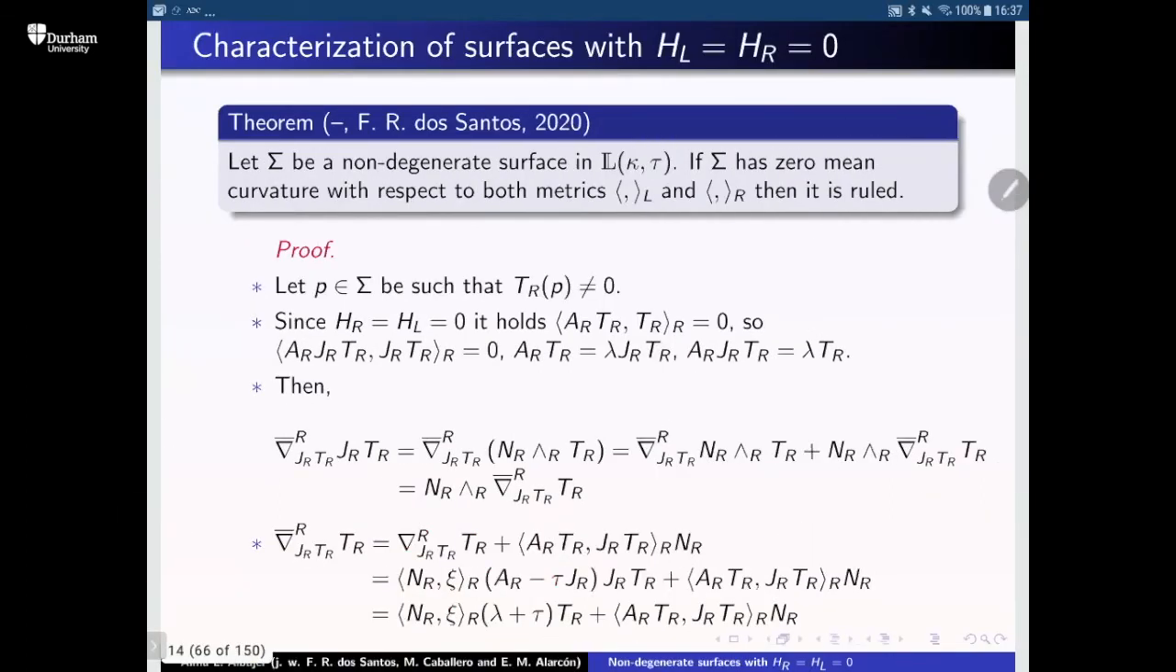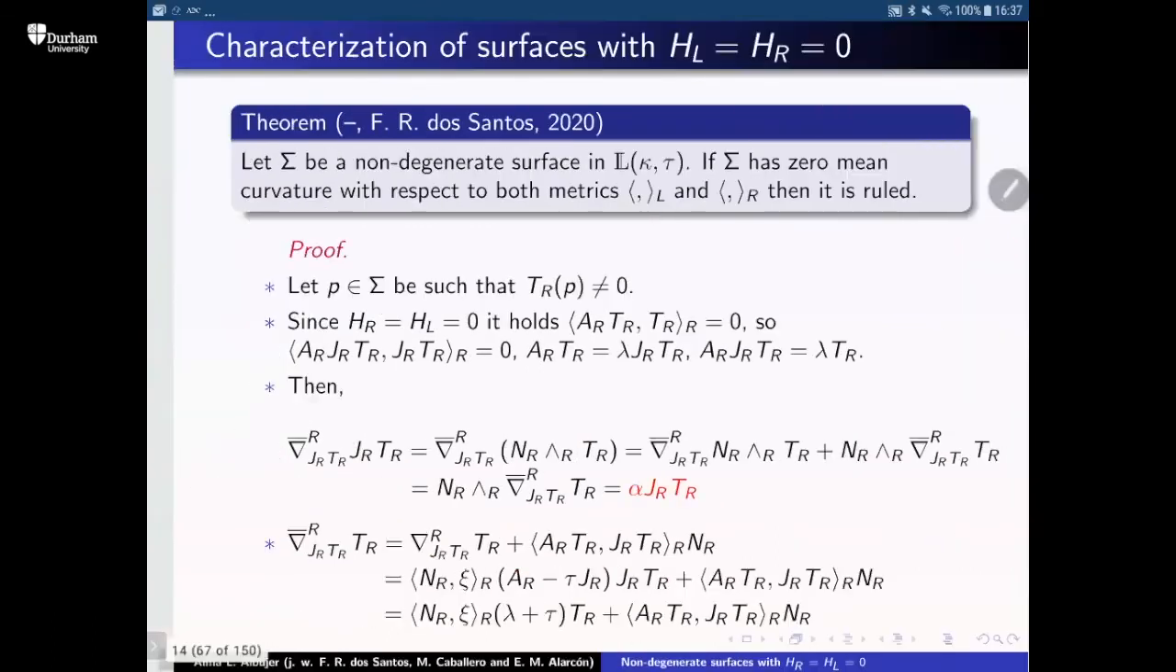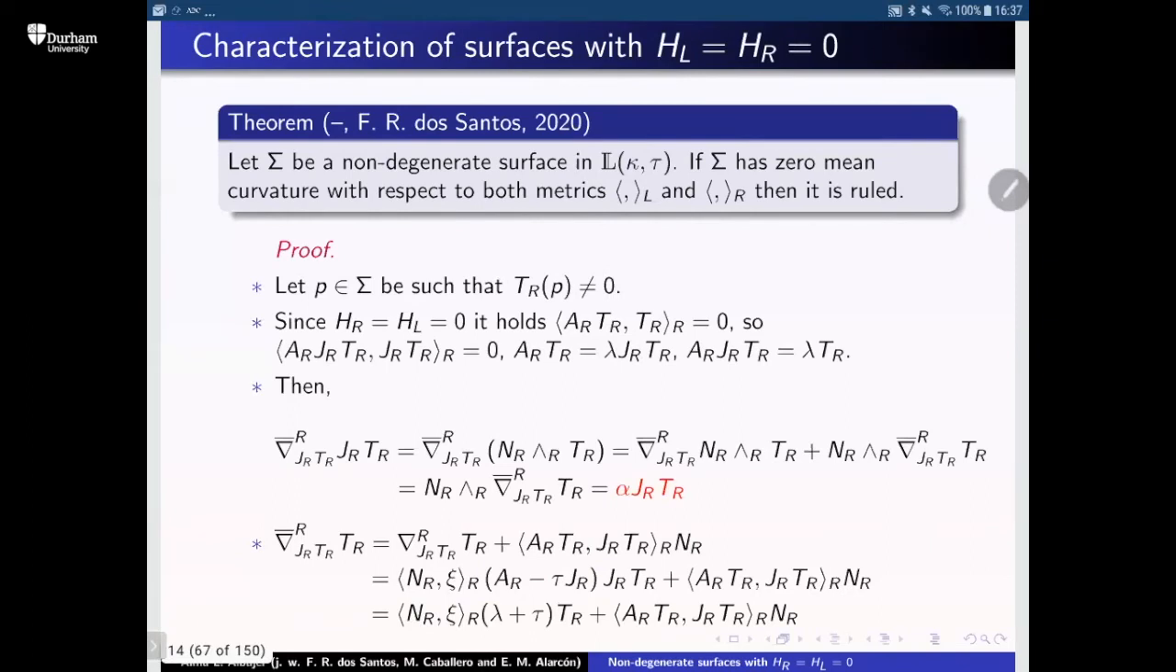And so we see that this first factor is a multiple of TR. So the second factor is going to vanish when we take the vectorial product, and the first factor, TR, when we take the vectorial product with NR, is going to be a multiple of GR-TR. So this is just alpha GR-TR, which means that its integral curves are pre-geodesics, so the surface is ruled. Furthermore, it's horizontally ruled because this vector is always horizontal by construction.